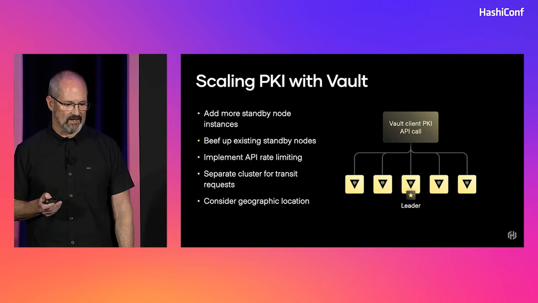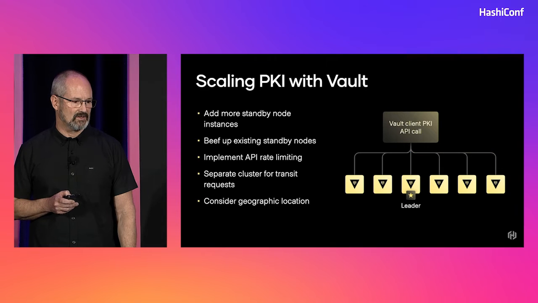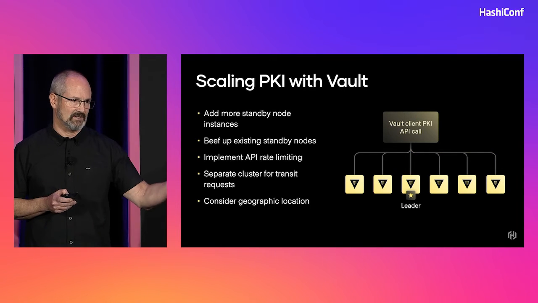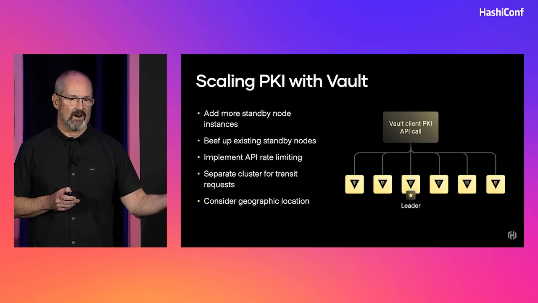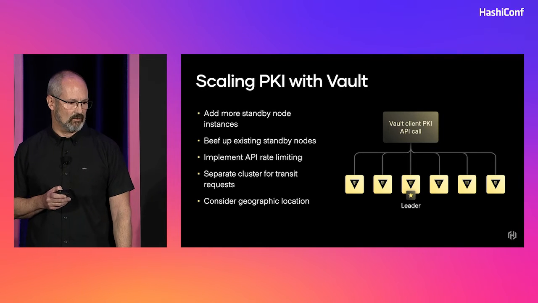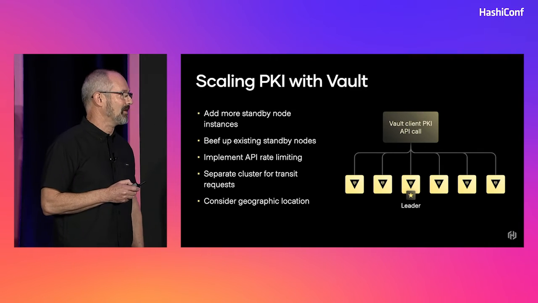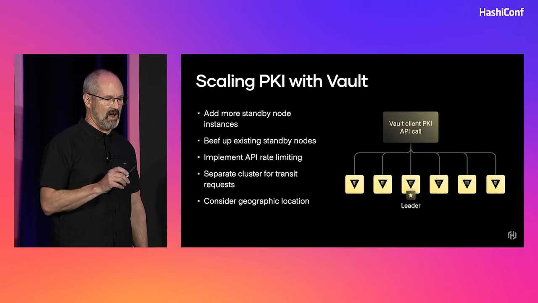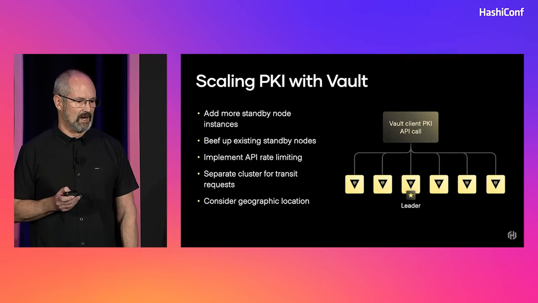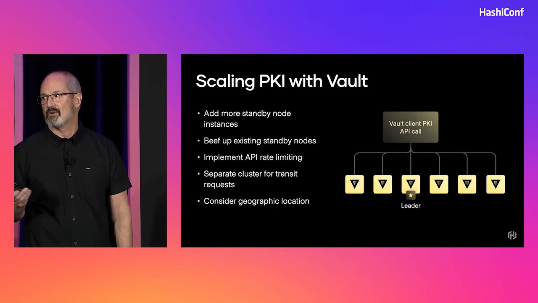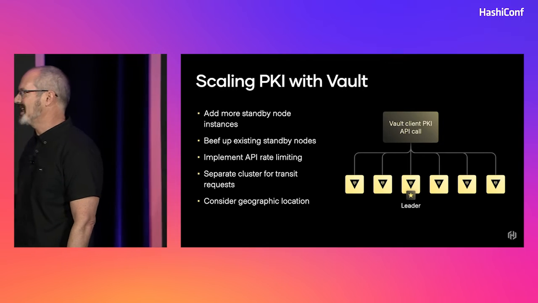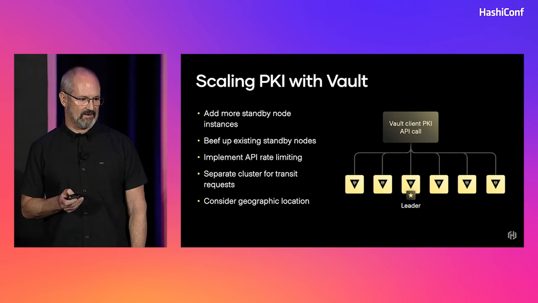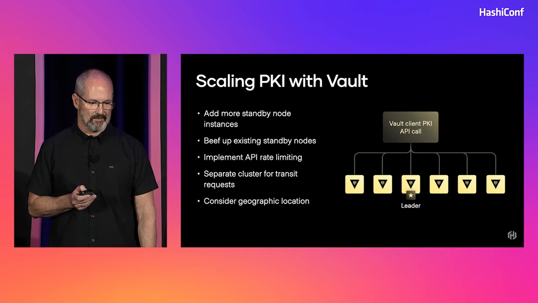A lot of it is for horizontal scaling, so you can add more standby nodes, and you can also scale vertically, just like you would any other place where you beef up the hardware, more CPU, more RAM, and so forth. You can implement API rate limiting, and then also offload any other functions to a completely separate cluster and be able to dedicate clusters specifically to the Vault nodes and have a separate one for transit requests. And then you can also consider geographic locations from a performance standpoint when you're configuring PKI from a scale-out standpoint.